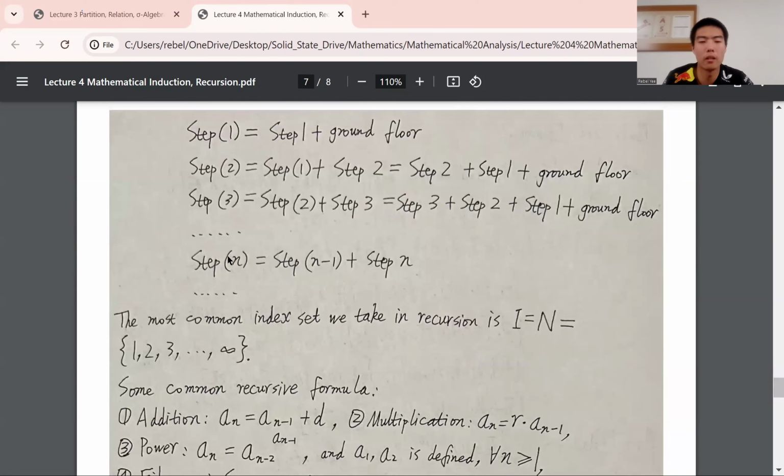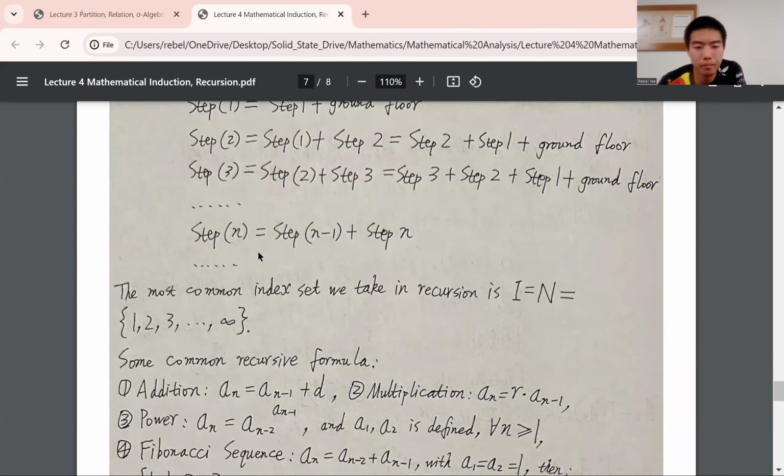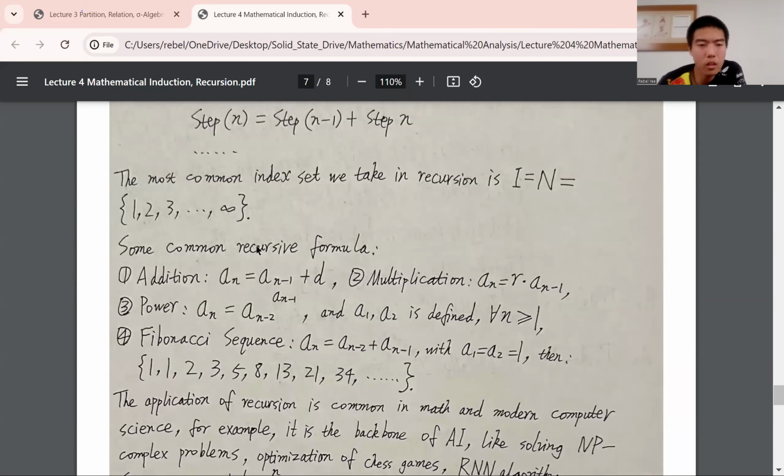Yeah, and it goes to step n, and it goes to even n plus 1, n plus 2, n plus 3, so many, and it goes to infinity in this case. And the most common index set in recursion, what is that? It's usually the natural numbers, I would say.